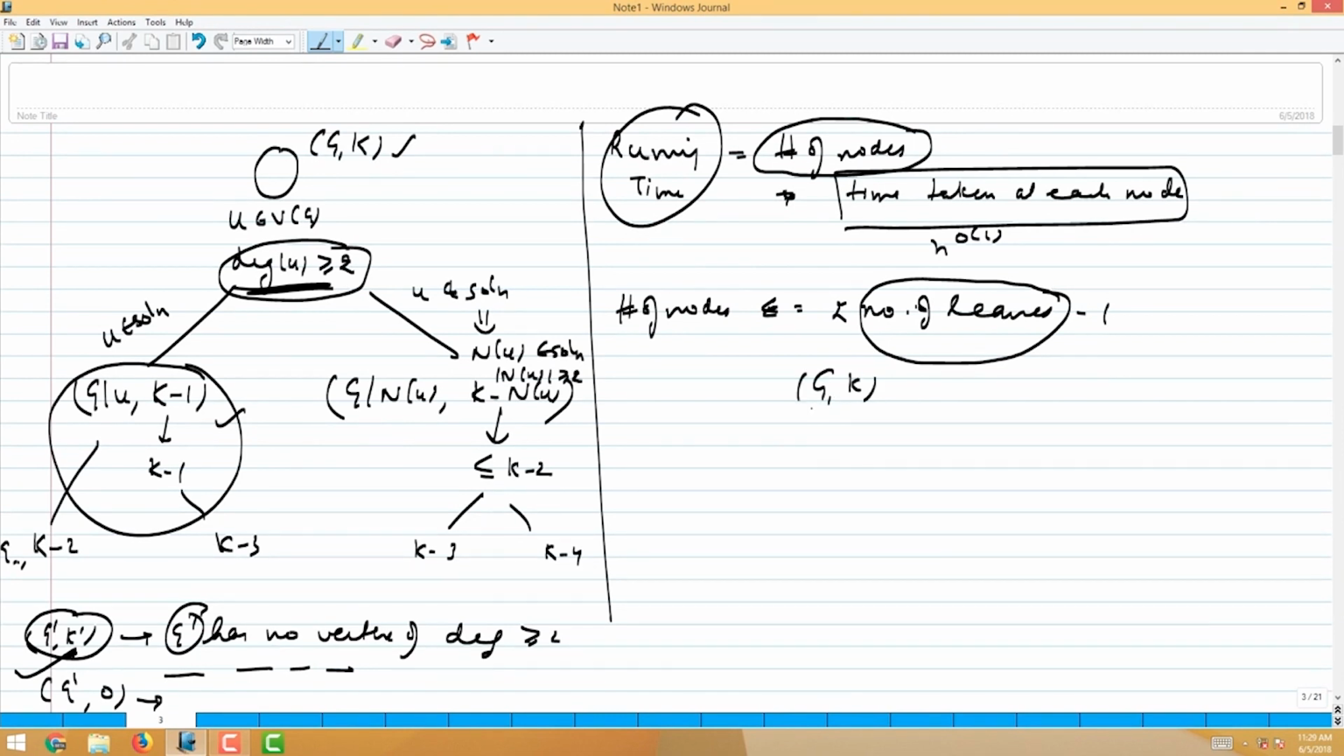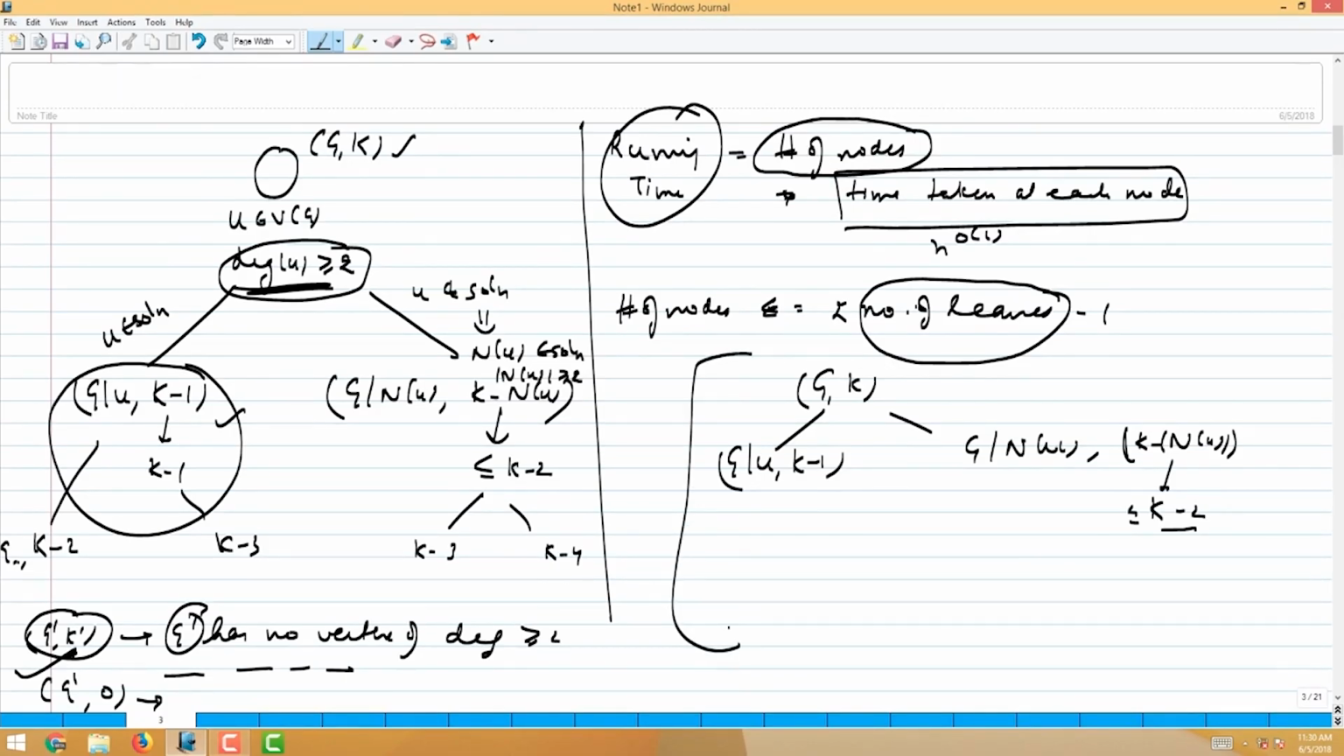We had an instance G comma k, and we are making instances which are G minus u and G minus N of u, and this is at most k minus 2. Okay, if you want to write a recurrence, then how should it look? So we are interested in bounding the number of leaves in this branching tree. In order to write a recurrence, we can say that the number of leaves in this branching tree is equal to the number of leaves in this branching tree plus the number of leaves in this branching tree, right?